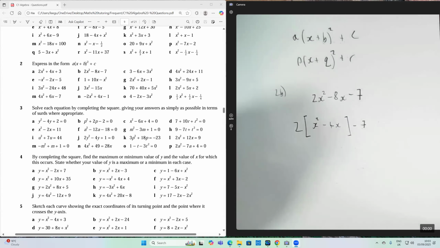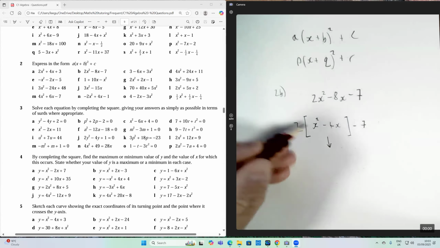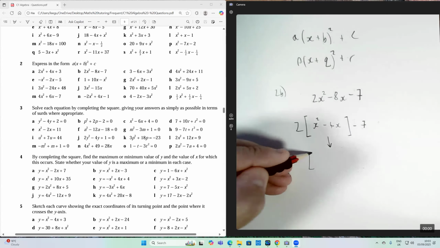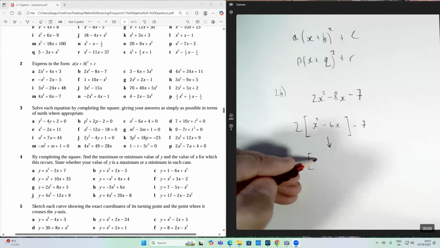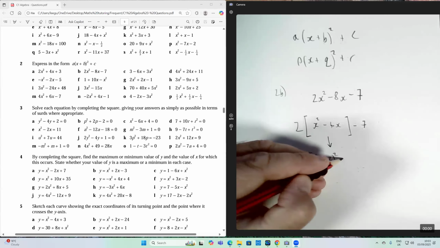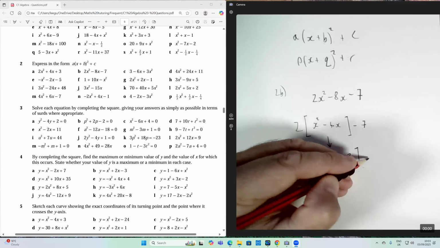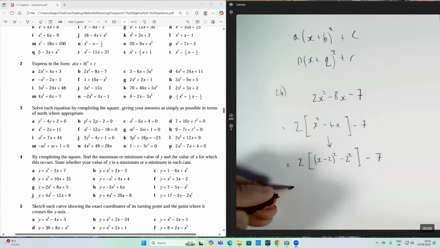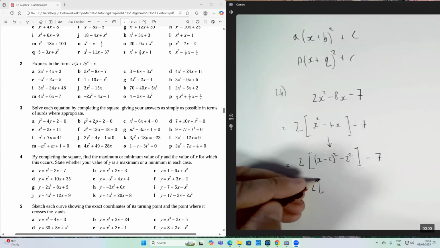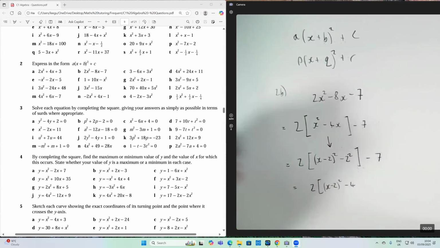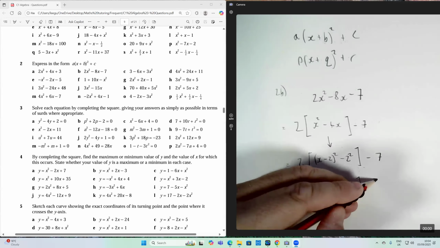So I've taken out a factor of 2, and I am now going to complete the square on the bit inside the square bracket. So just like we did previously, I'm going to halve that coefficient. So that's going to go to (x minus 4)... sorry, x minus 4 halved is x minus 2, all squared, minus 2 squared. Okay, and then I'm going to work out what that is. So that gives me now 2 open brackets x minus 2 squared minus 4, and then I've got minus 7.